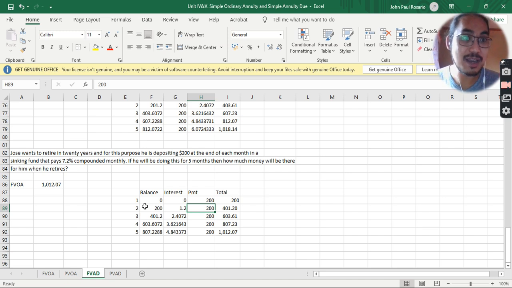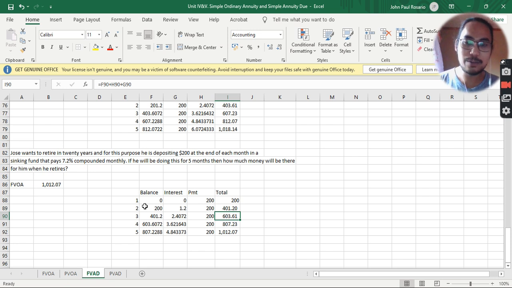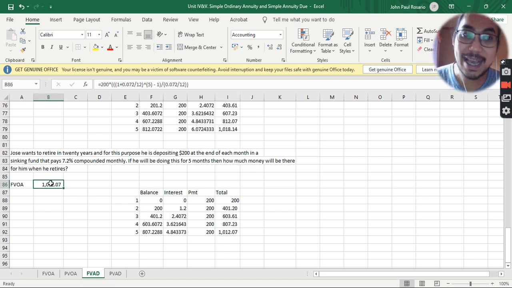Magkaanak lang to siya, magka-interest lang to siya pagka next period na. Unlike ang annuity nga pagkabayad mo within the period. Okay? So, as you can see guys, if you just follow the formula or you just follow the table, you will arrive at 1012.07, which is the same as our calculation using our formula.